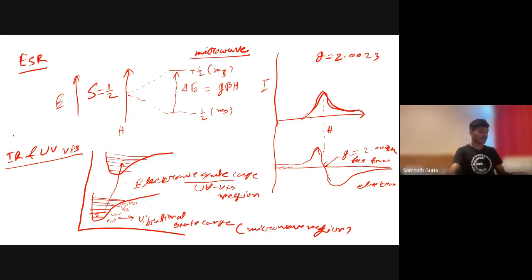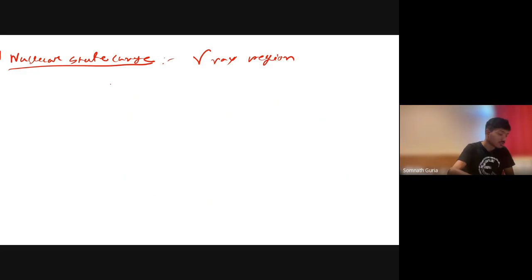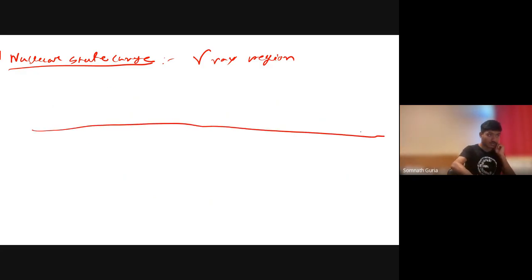Now, Mossbauer is the one where we need the nuclear state change. So we need the nuclear state change in the Mossbauer spectroscopy. That is happening in the gamma ray region. Okay, so depending on the energy, you can separate all the spectroscopies.